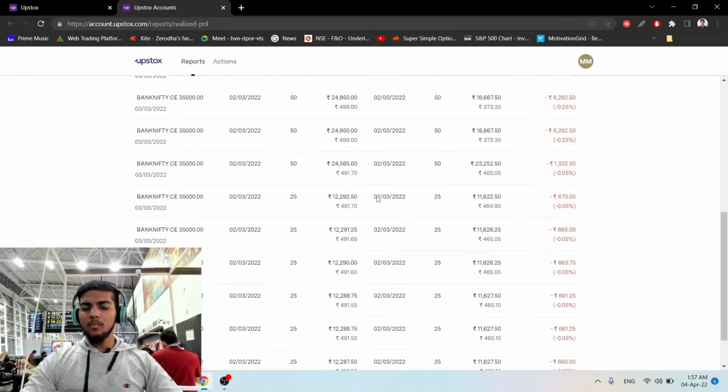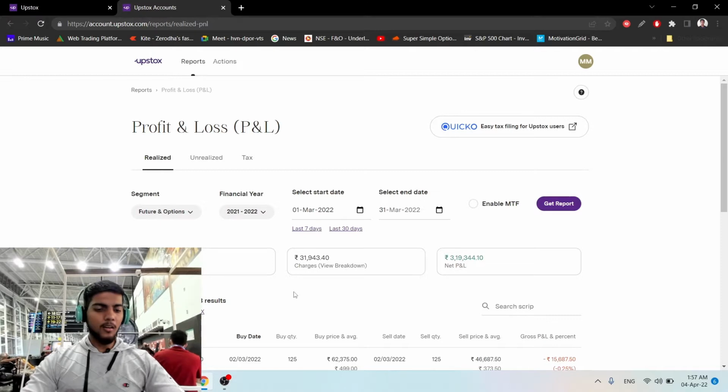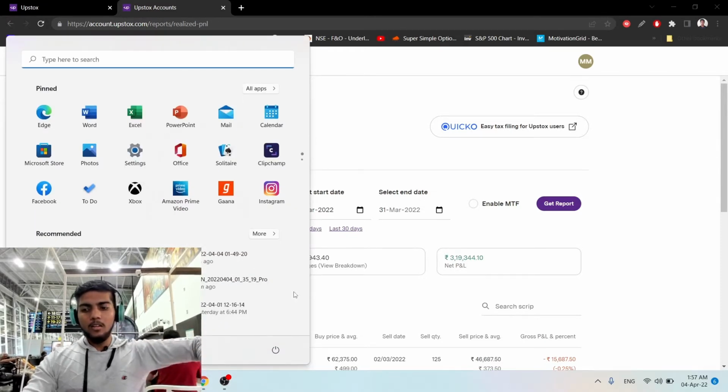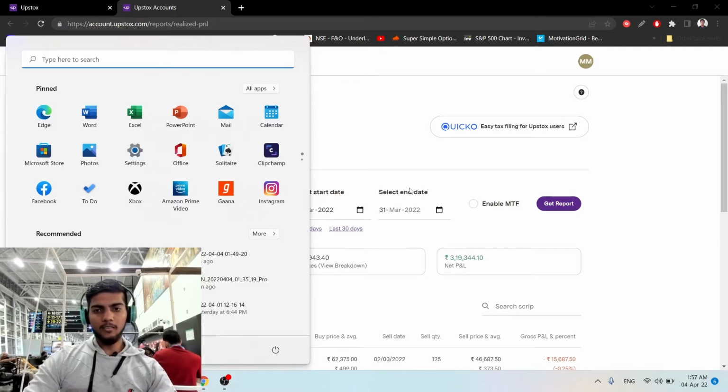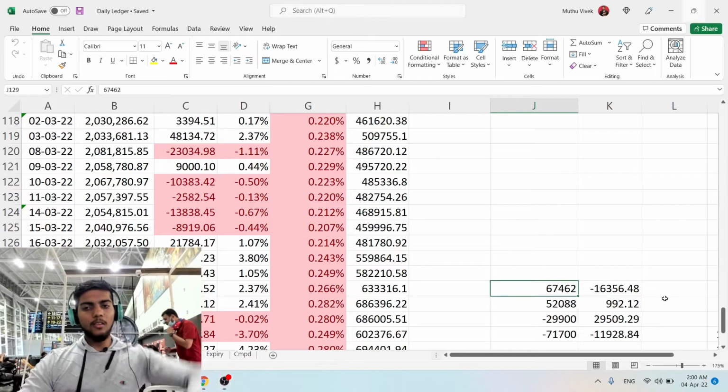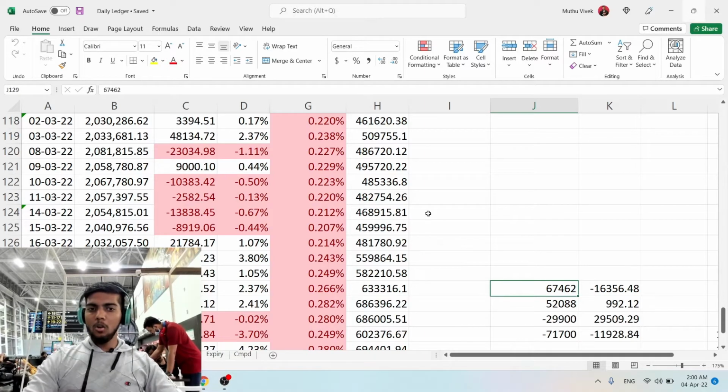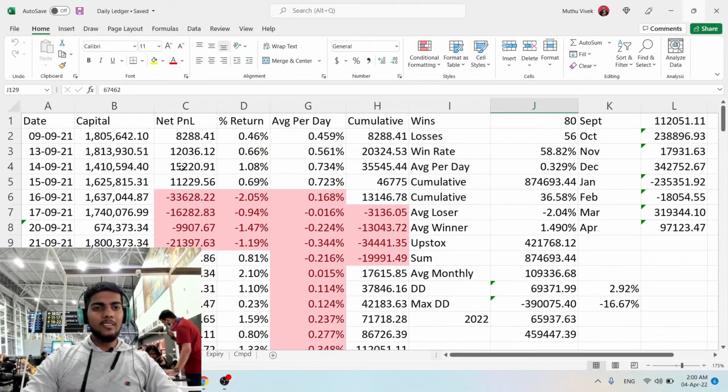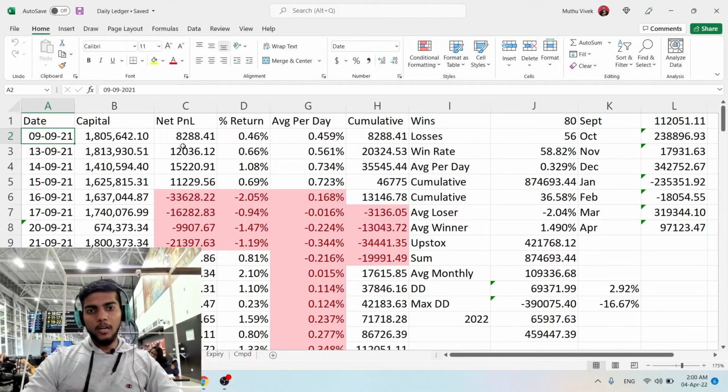Having seen this, I've noted these numbers in an Excel sheet, so let me open that. This is the Excel sheet I've been talking about. Since September of last year, I'm maintaining my own ledger, my own journal, wherein I record the profit and loss I've made every single day. From this particular day on, I am doing 100% purely intraday.